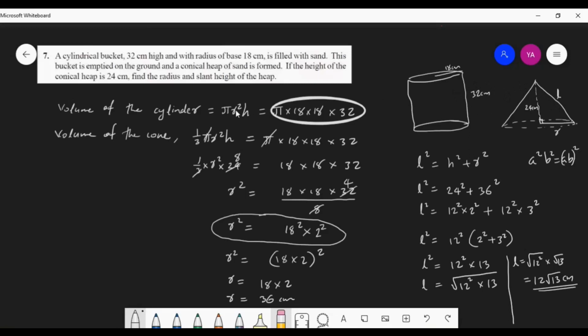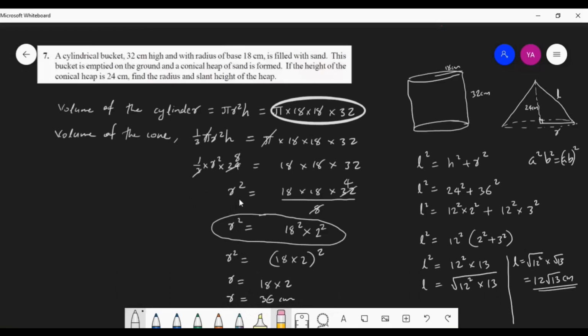So first we write the volume of the cylinder. We apply the formula and substitute the values. We get like this. We don't go for simplification. Then the volume of the cone will be exactly the same. So we apply the formula of volume of the cone, that is 1 by 3 pi r square h. That will be equal to the volume of the cylinder. So we can substitute the value here. Then pi will be cancelled. Then simplifying this, we will get the radius of the cone as r is equal to 36.